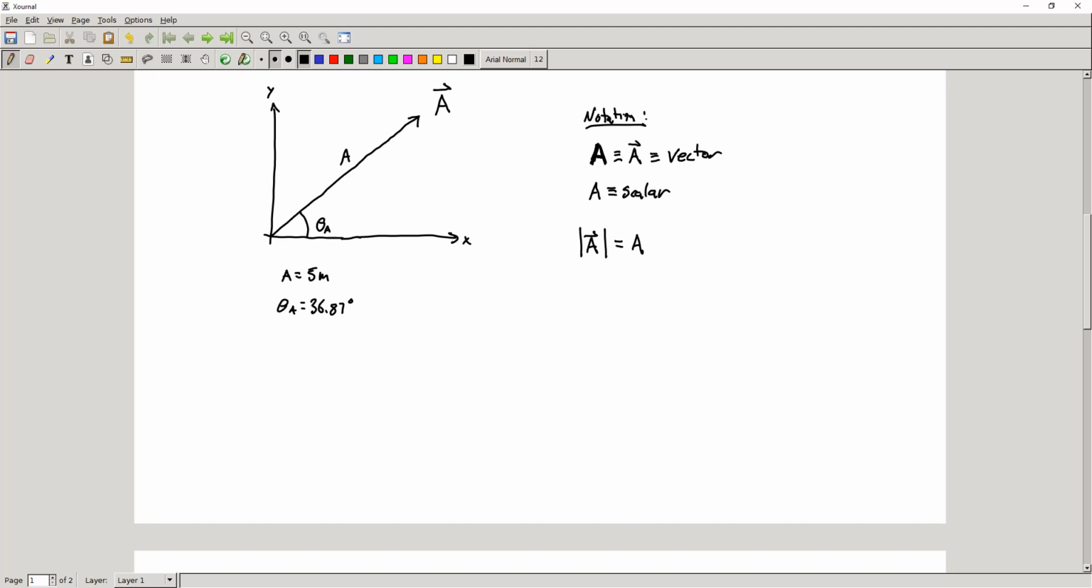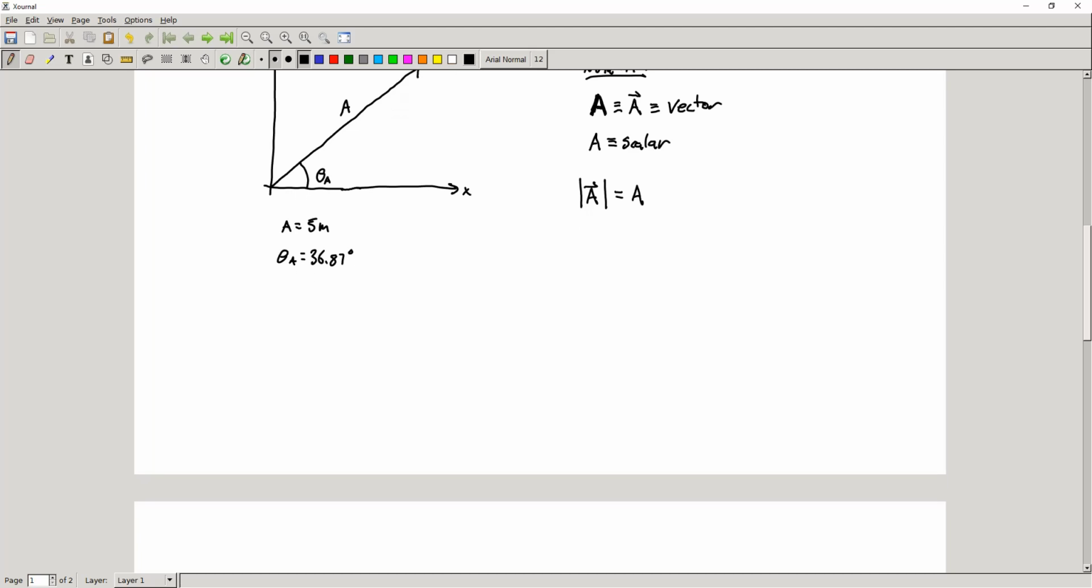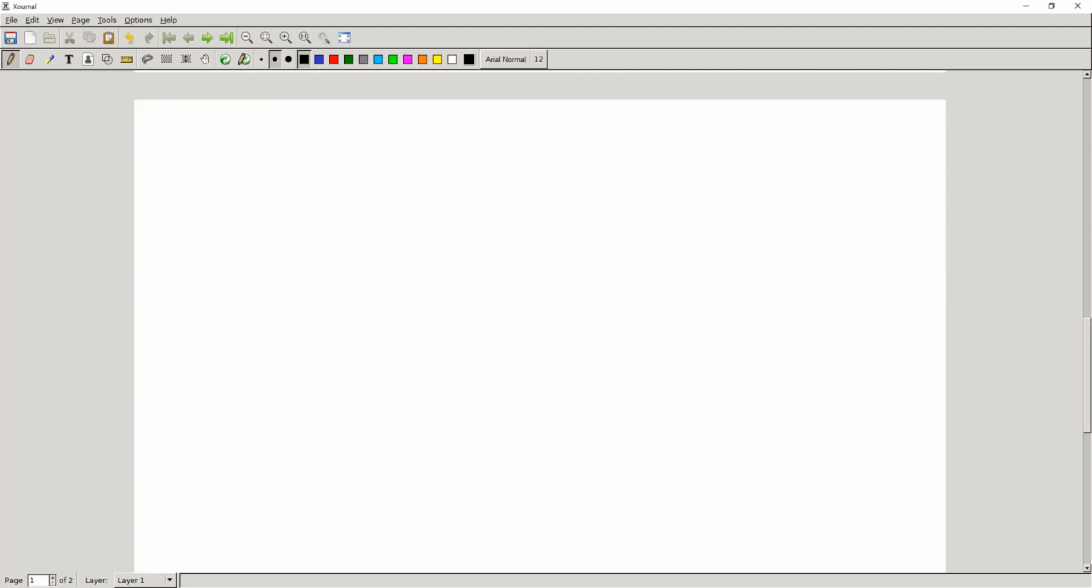So how would we go about doing this? Well, maybe I'm going to redraw this below so we have a little more space to work. Let's put it here, let's say. And so again, x, y, our vector A with magnitude A and angle theta A, where we've said that A is 5 meters and theta A is 36.87 degrees.